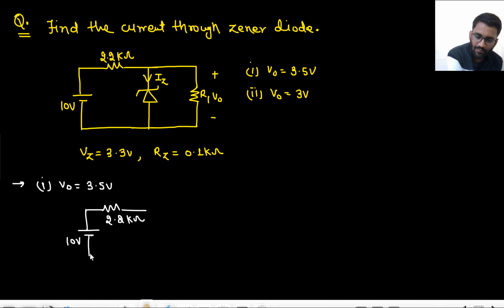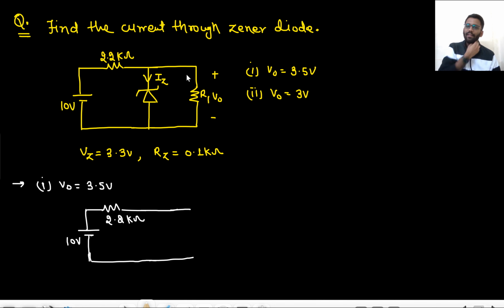2.2 kilo ohm. Now tell me one thing. Now they are saying that here we are having 3.5 volt across the Zener. How much voltage do you need? Only 3.3 volt. That means it will certainly be in the breakdown region, right?